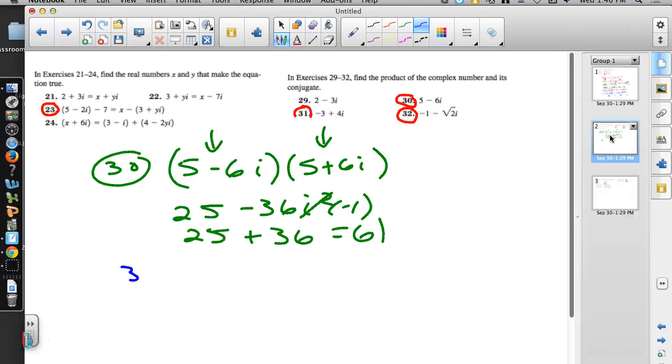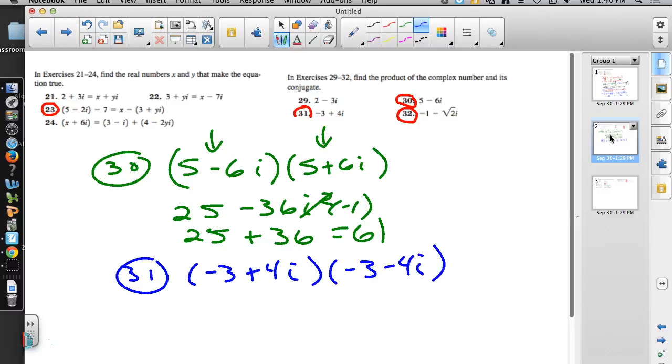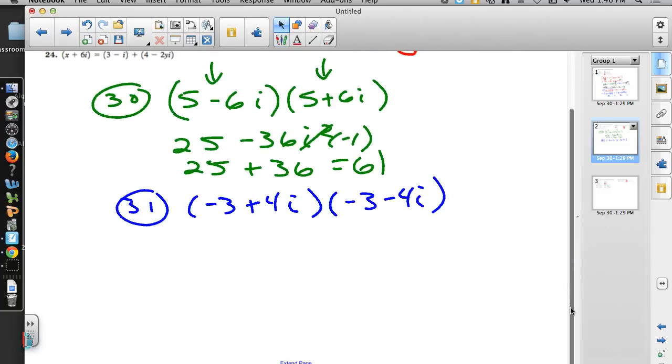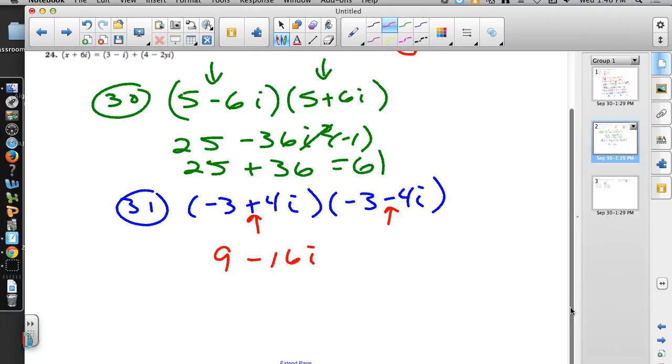Then in 31, we have negative 3 plus 4i, so the conjugate would be negative 3 minus 4i. Notice the negative in front, we leave that alone. It is just the sign between the real and imaginary parts that we change. And then it's first times first, negative 3 times negative 3 is 9, last times last, a negative 16i squared, because 4i times a negative 4i will give us a negative 16i squared. And the i squared is a negative 1, so this will become 9 plus 16.